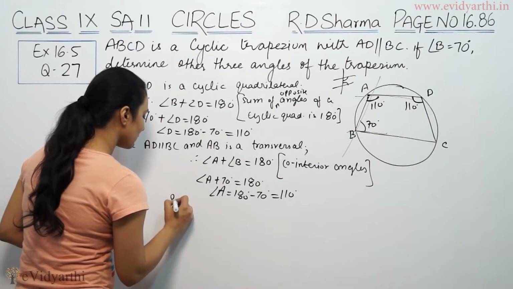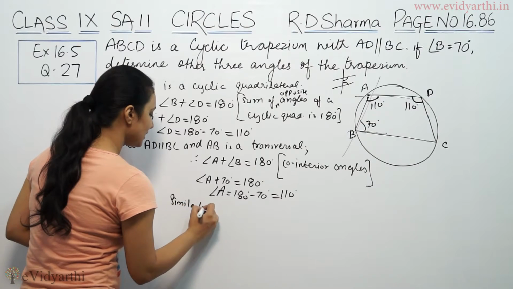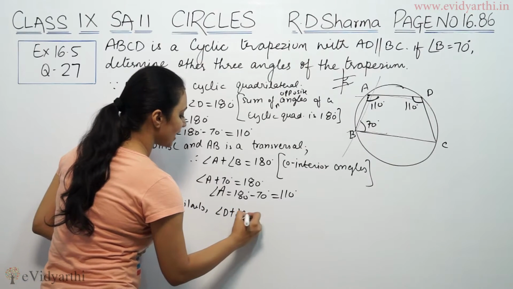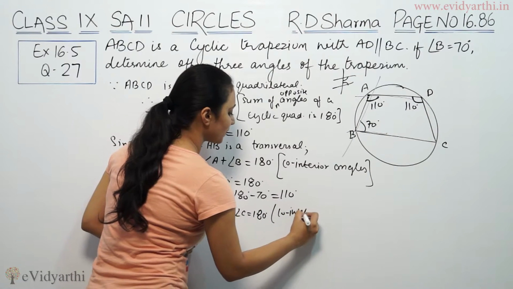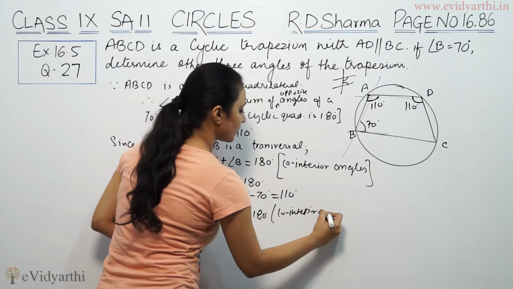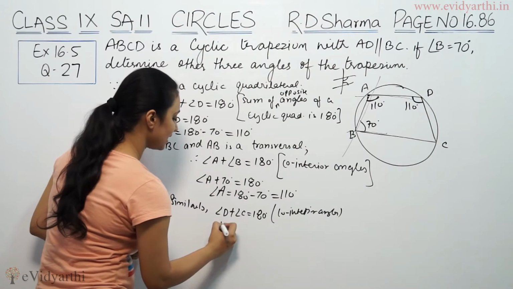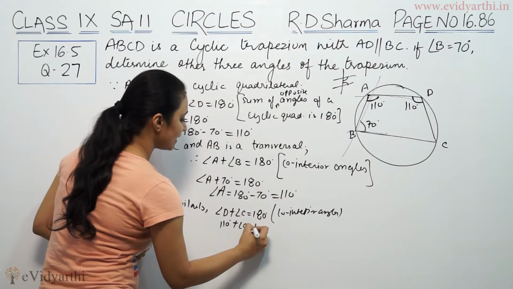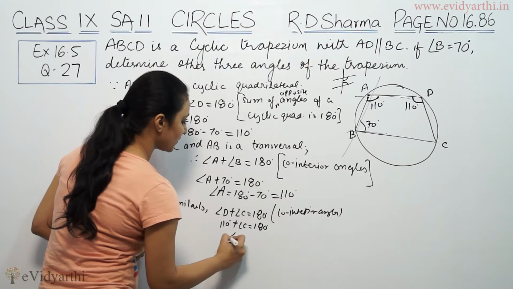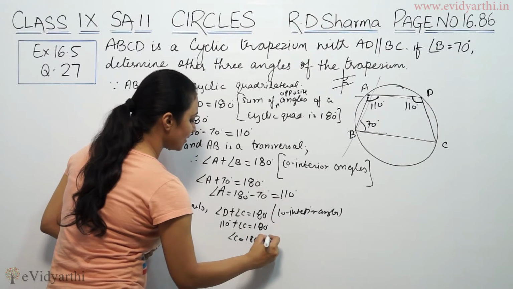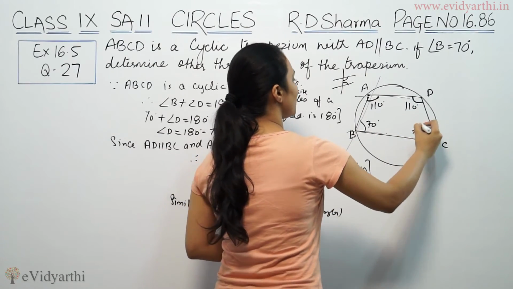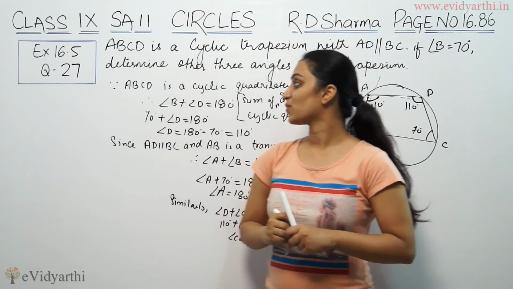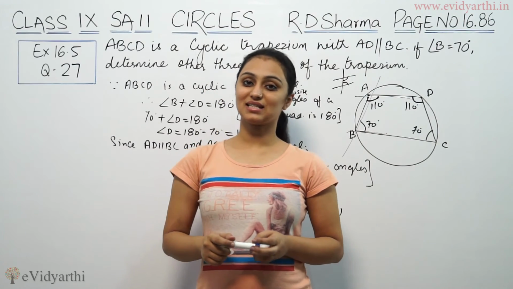So similarly, इसी reason से हम लिख देते हैं angle B plus angle C equals 180, co-interior angles. So angle B is 110 plus angle C equals 180. So angle C is 180 minus 110. That means 70 degree. So this angle is also 70. So this was question 27 from exercise 16.5.